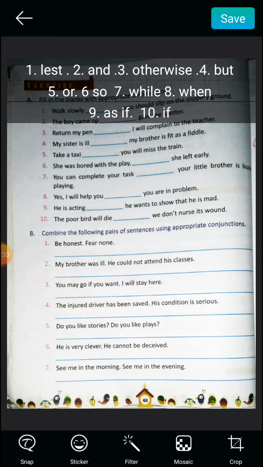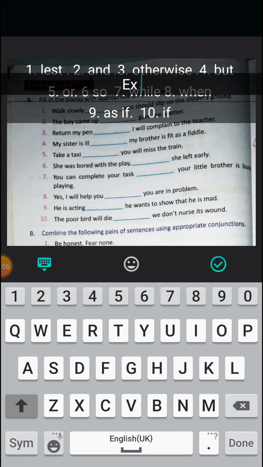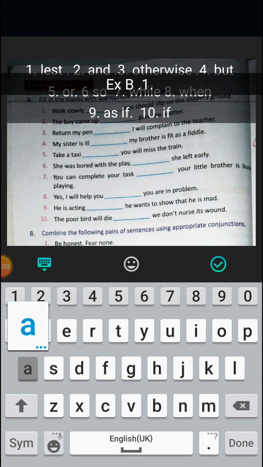Now let's do exercise B. Let's see what we have to do in exercise B first. Combine the following pairs of sentences using appropriate conjunctions. So again we have to combine these two sentences by using suitable conjunctions. Okay, let's do it. Be honest, be fear none. The first sentence is be honest, fear none. So write here, be honest and fear none. Exercise B, first: and.